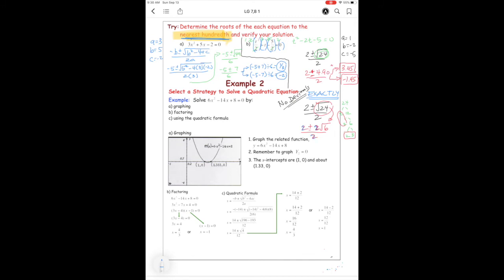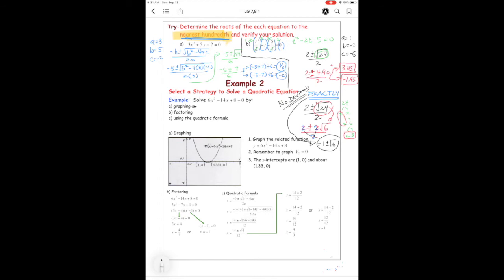Now you cannot say you're done, because we have to look at this number, and this number. Can something go into them? Yes, 2 can. So 2 can go into all those. So the final answer is 1 plus or minus the square root of 6. So if it says exactly, that's the answer we want.